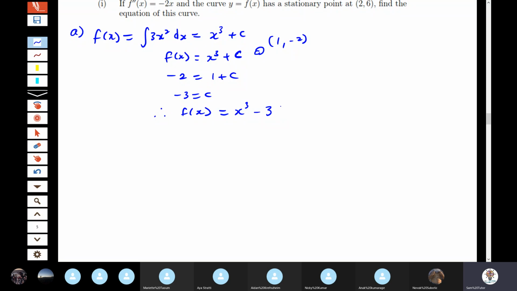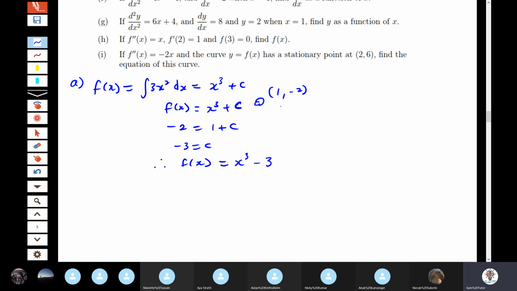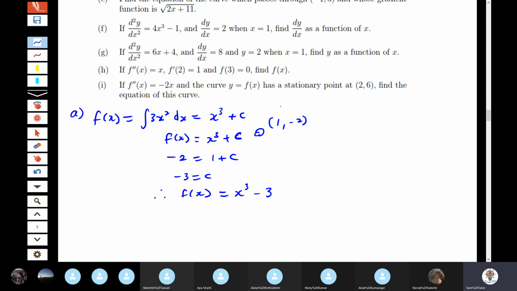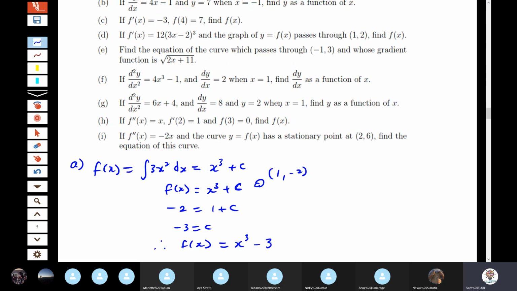Isn't this actually easier than finding equations of tangents and normals? Yeah. I find these easier because there's no y minus y1. There's nothing like that. You just integrate, sub in the point to find your constant, and then rewrite the equation out.